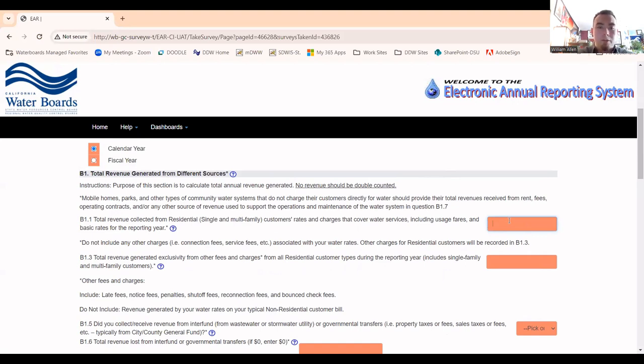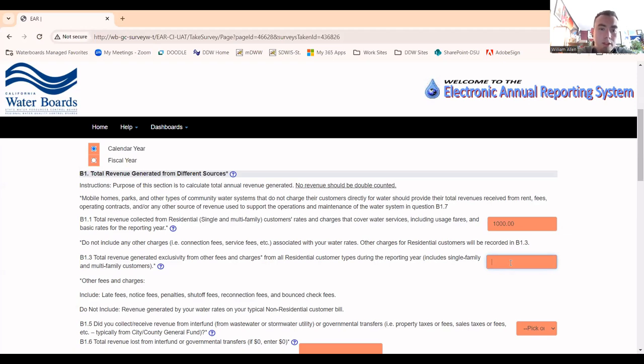I don't believe we're looking for other incorporated data in this part. So you don't want to incorporate it if you charge them for garbage on top of their utility and stuff like that. You just want the straight number from their water rates alone. So we'll say for our calendar year, we get $1,000 from our customers. We have a very small system.